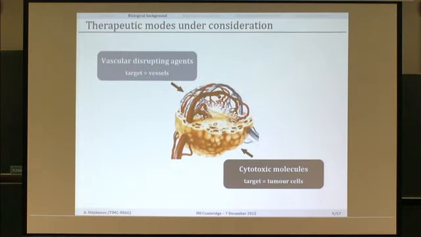So in this study, what we wanted to do is to investigate the coupling of two molecules. What we were looking at are the vascular disrupting agents that are directly targeting the vessels, and some cytotoxic molecules that target the tumor cells. To reach the tumor, the cytotoxic molecules need to go through these vessels.